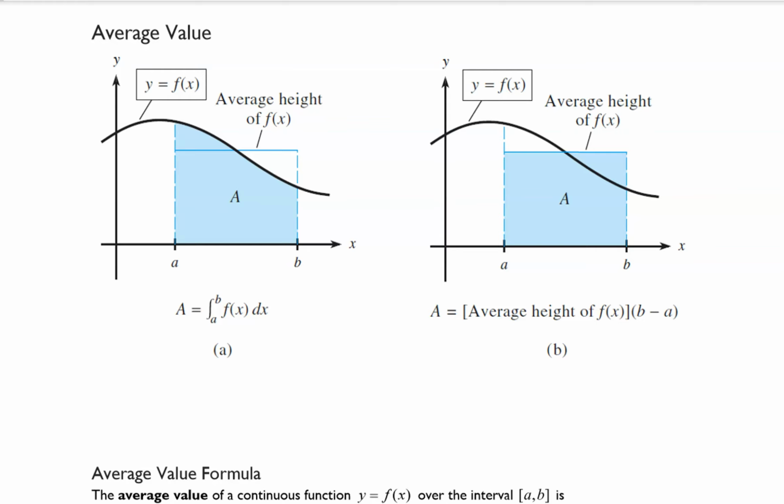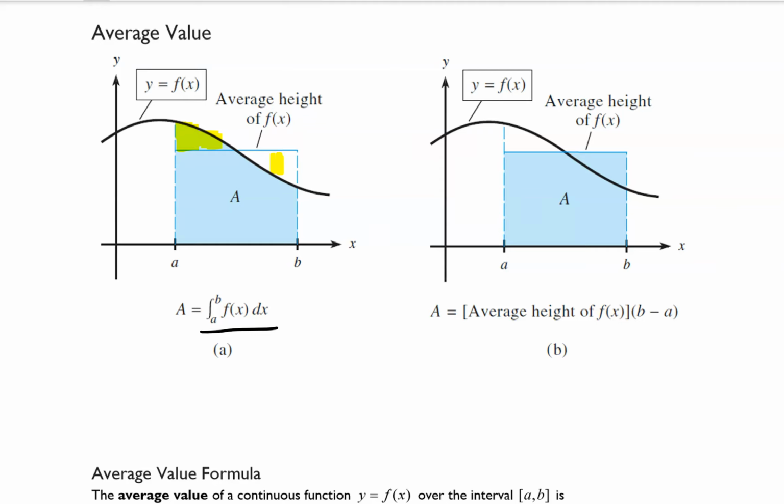Here we have two images where on the left-hand side, we have the area under a curve for some function y equals f of x. And the area, remember, is denoted by the definite integral from a to b of f of x dx. But if you take this region here and you move it to this spot here, then that's what we have on the image on the right, and it forms a rectangle.